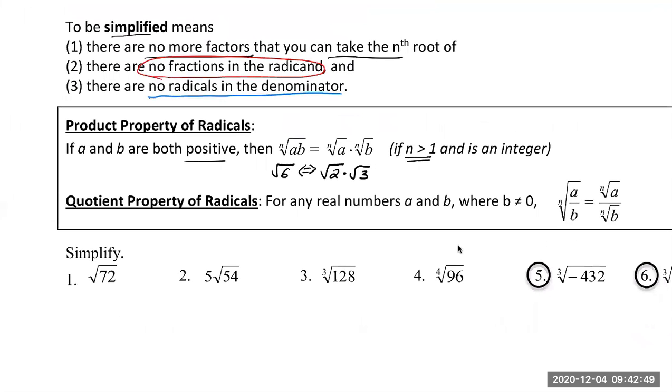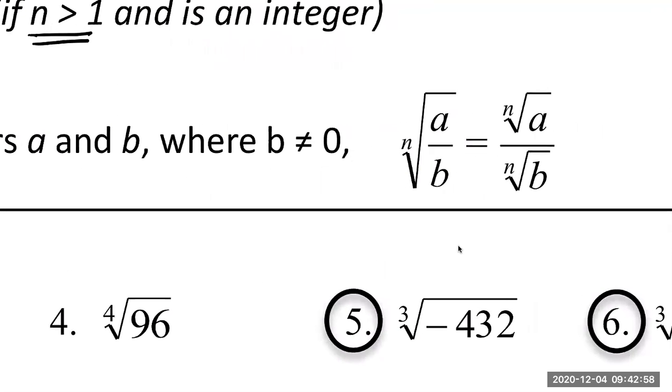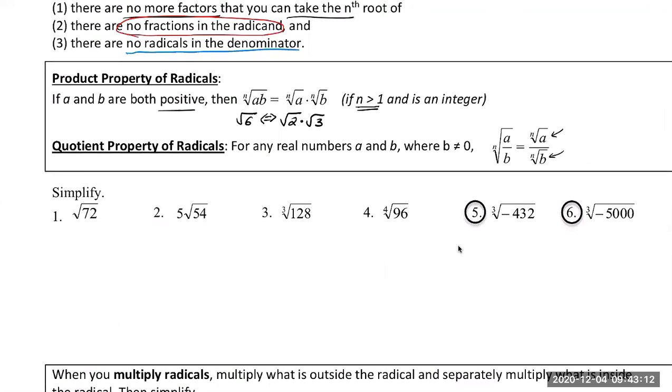Another property, a quotient property of radicals: for any real numbers a and b, where b doesn't equal 0 because it would be undefined, we have this property. If you have the square root of a quotient, you can break it up into the square root of the numerator divided by the square root of the denominator, or the nth root. It doesn't have to be a square root. So those are some properties to keep in mind when you're simplifying radicals.